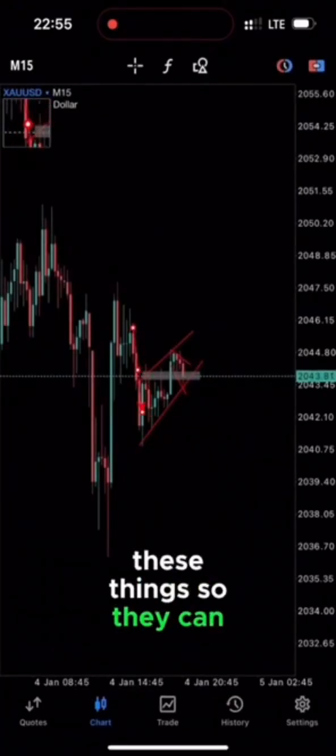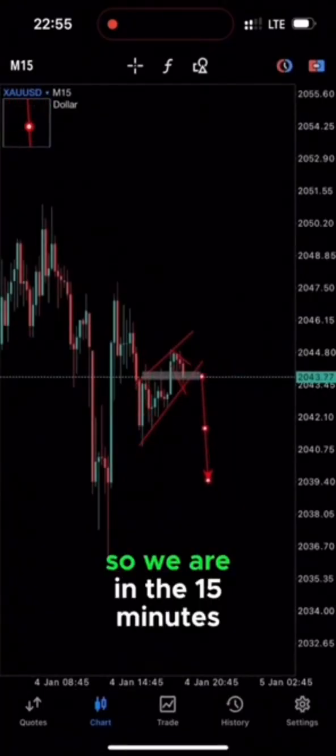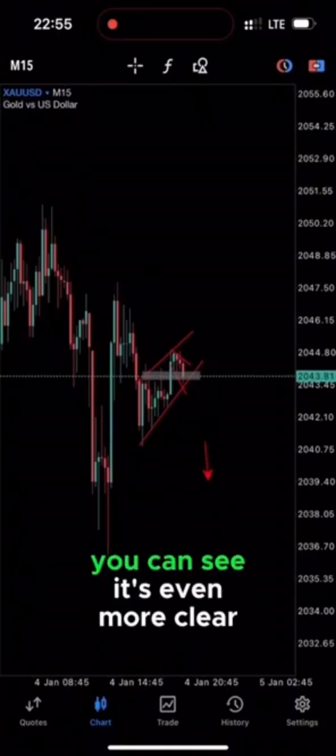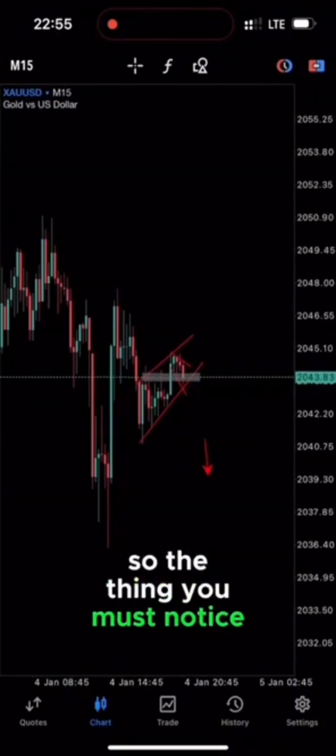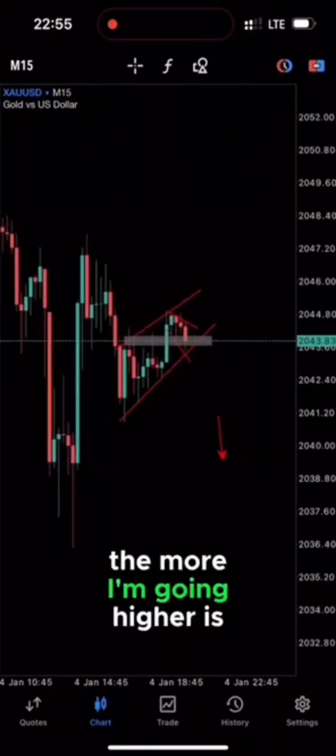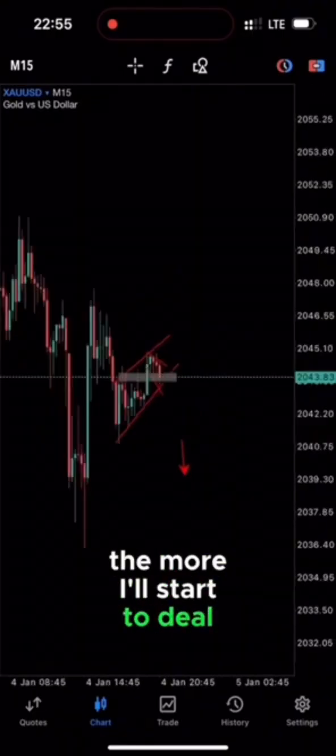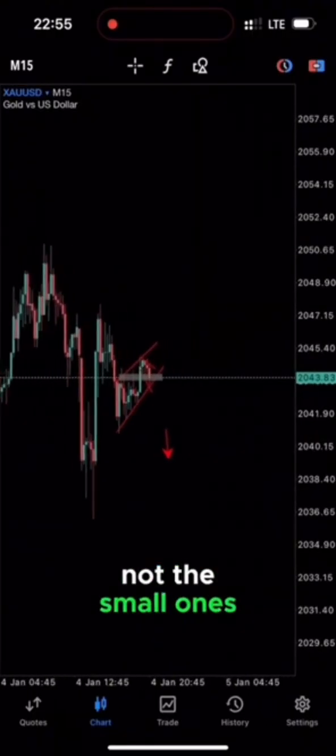these things so that you can see clearly. So we are in the 15 minutes time frame. You can see it's even more clear. So the thing you must notice is that the more I'm going higher, the more I'll start to deal with the bigger trend lines, not the small ones from the small time frame.